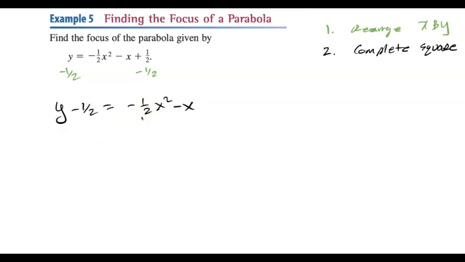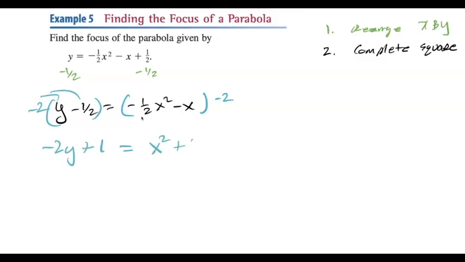Let's get rid of that negative 1/2 by multiplying everything by negative 2. If we do that and we distribute, we get negative 2y plus 1 equals x squared plus 2x. Now we don't have any ugly fractions from the x squared. And now we can complete the square.